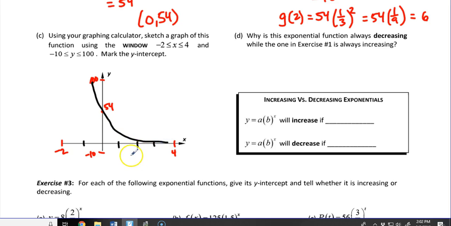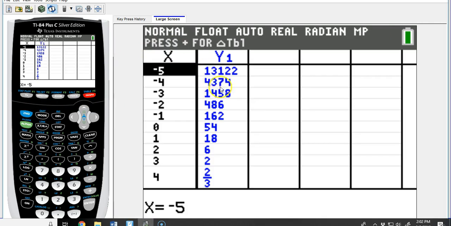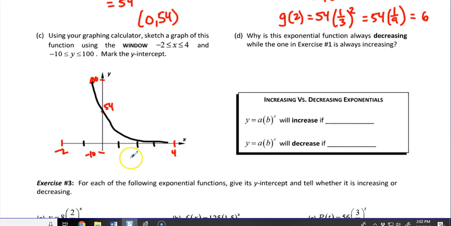Because remember, this graph is a take 1/3 each time. Let's look at our table real quick. Okay, so we don't know much about these numbers, but we can do 54 divided by 3 is 18. 18 divided by 3 is 6. Divides by 3, divides by 3, and so on. So it's a multiply by 1/3 or divide by 3 sort of behavior. So that's what we call exponential decay. Asks us why this function is always decreasing.